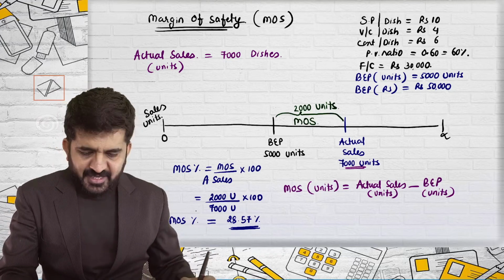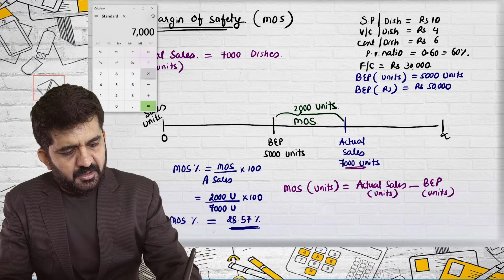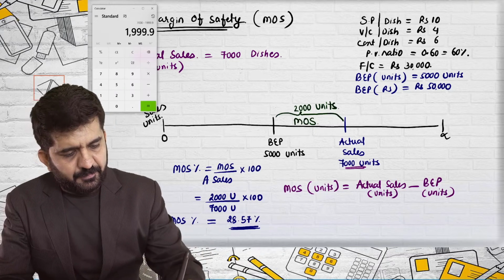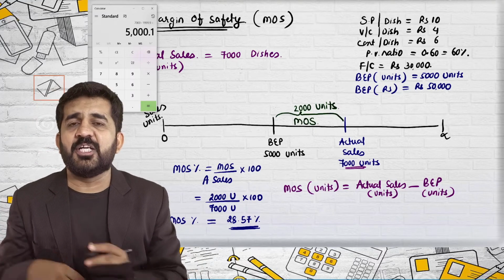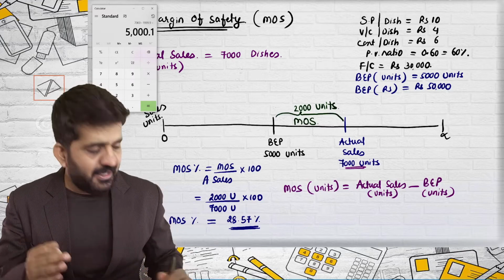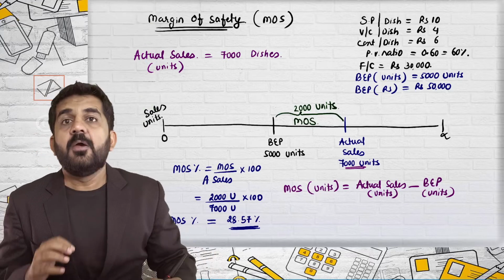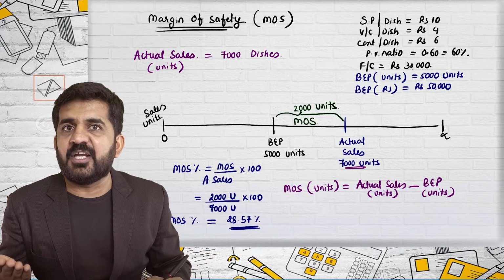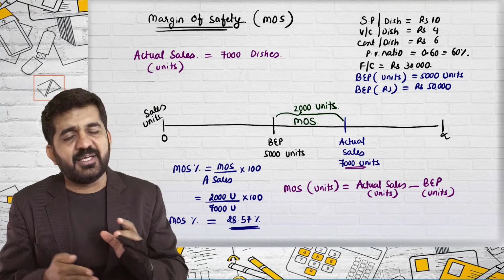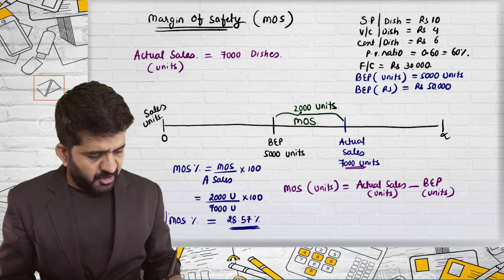Let me find out. 7,000 minus 28.57% is 5,000 units. 5,000 is my break-even point. So if my sales decrease exactly by 28.57%, I will be incurring no profit, no loss. Beyond that percentage, more than 28.57%, I will start incurring losses. If my sales decrease by 20%, I will still not be incurring losses. This is margin of safety in percentage.